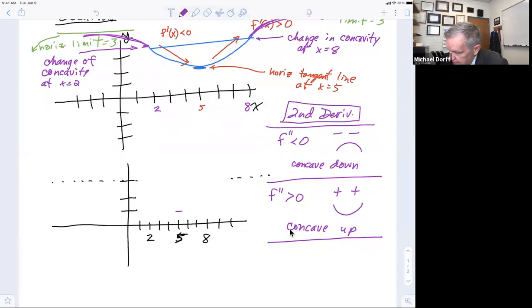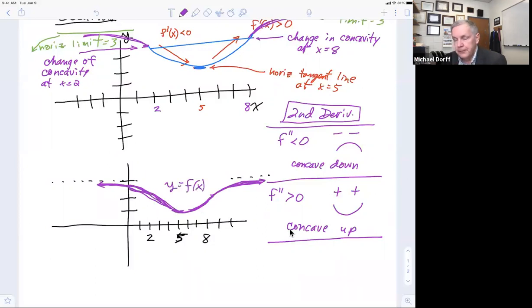I know that at 5, I'm going to have a horizontal tangent line. It's going to be concave up, like this, between 2 and 5. And then it's going to be concave down, increasing, going off to the limit of 3. And here it's going to be going off to 3 also. And the graph of my function looks like this. Okay, so there's y equals f of x.